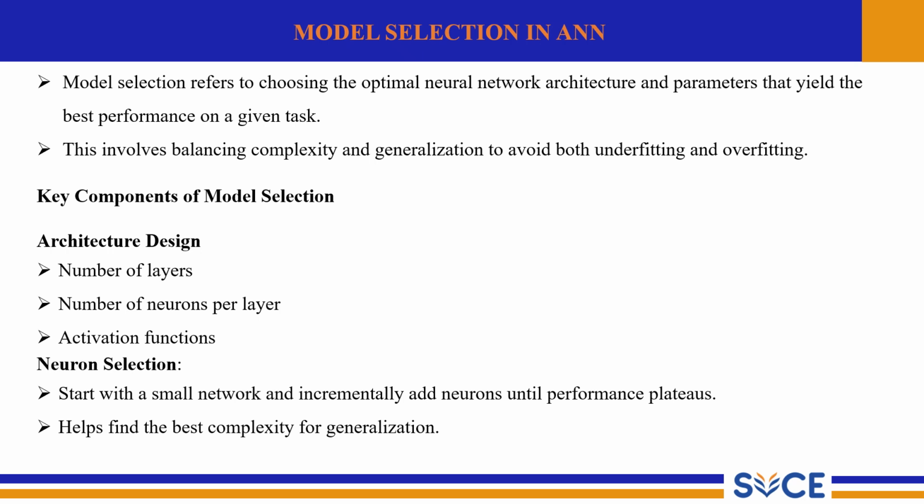Second one is neuron selection. A practical approach here is to start with a small network and gradually add neurons until the performance plateaus. This helps us to identify the optimal complexity, so it is enough to capture patterns in the data but not so much that the model overfits. By carefully tuning these elements, we can build models that are both powerful and efficient. Up next, we will explore techniques like regularization and dropout that further enhance model performance.